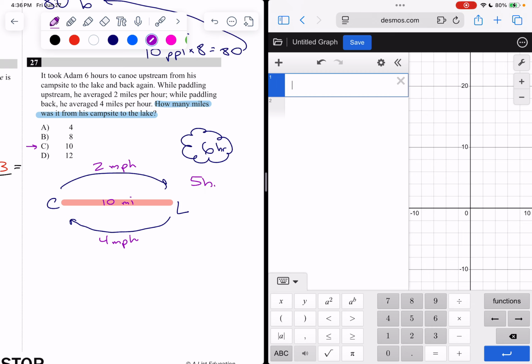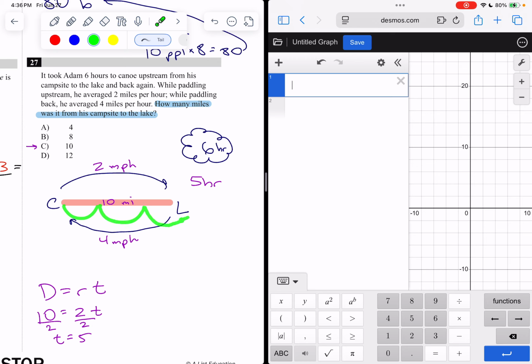And again, if you want to use the formula for that, we would use distance equals rate times time. If our distance is 10 and our rate is 2, we divide by 2, and we get that our time is 5 hours to get there. Now coming back, we're going 10 miles at 4 miles an hour. That means every hour I go 4. So in 1 hour I go 4, in another hour I go 8, in another hour I go 12. Oops, that's too far. Probably only need half of that hour. So really 2.5 hours to get back.